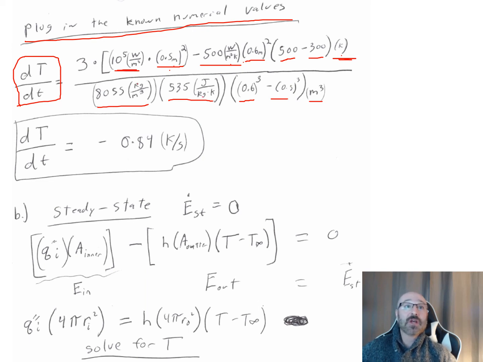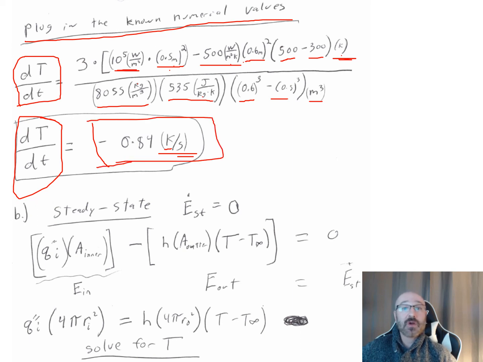And when we do our unit analysis and things cancel out, we find that our change in temperature with respect to time ends up being in Kelvin per second. So change in temperature is Kelvin, time is second, checks out, the unit analysis works out. We end up with negative 0.84 Kelvin per second for that change in temperature with respect to time. So that's great that we did our unit analysis. It really does help us double check and make sure we plugged in everything correctly.